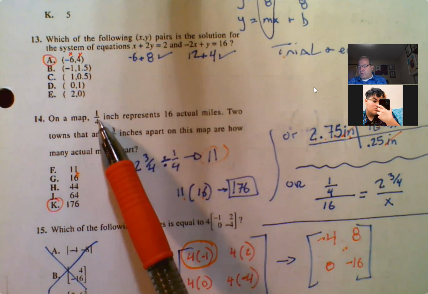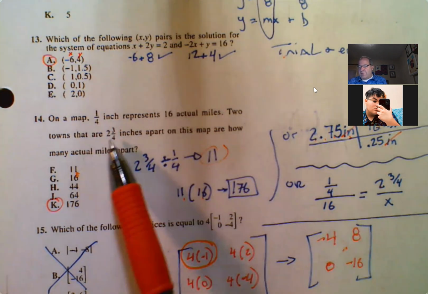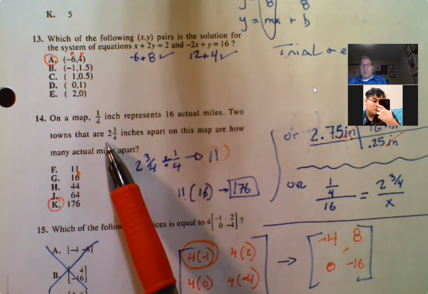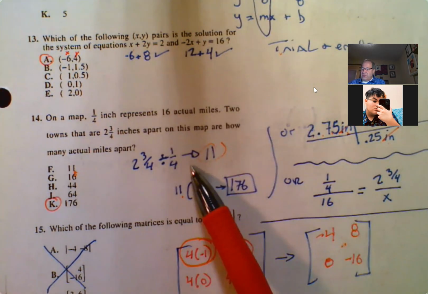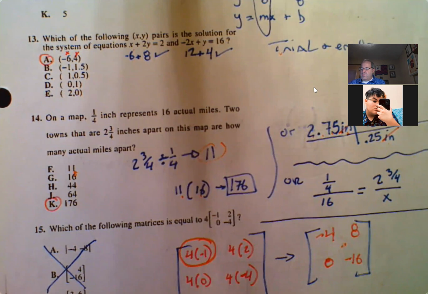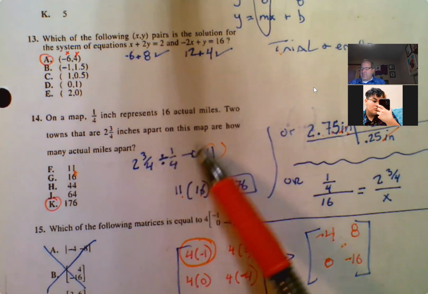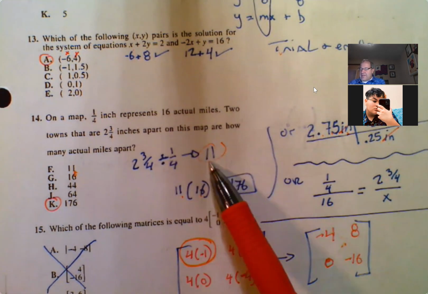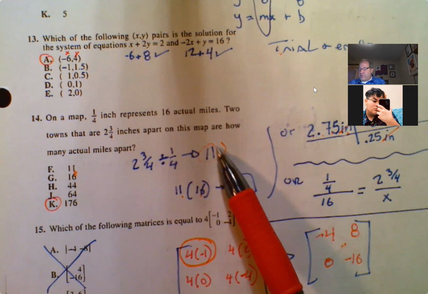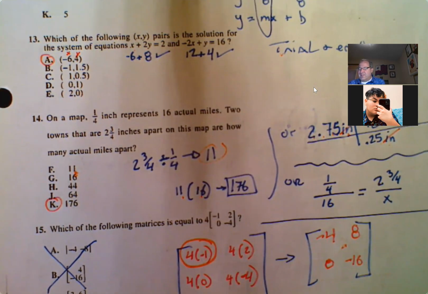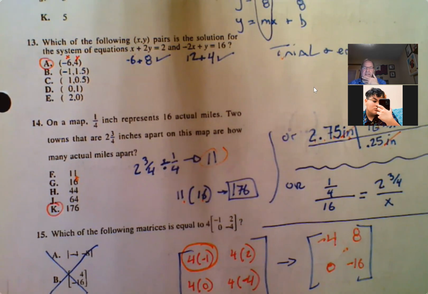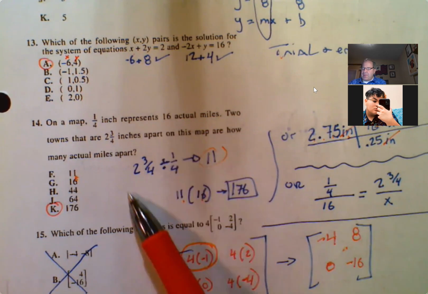So on a map, we're told a quarter inch is 16 miles, and we don't know how far apart this is. Well, one way you could do is see how many of those quarter inches go into 2 3/4. There's 11 of those bad boys, and each of those is equal to 16 miles. So we could do 11 times 16 and get 176.